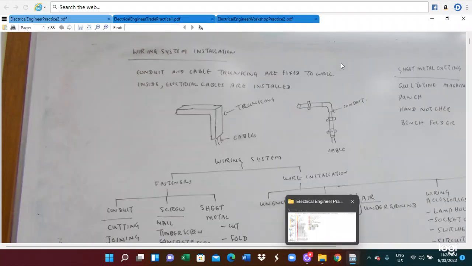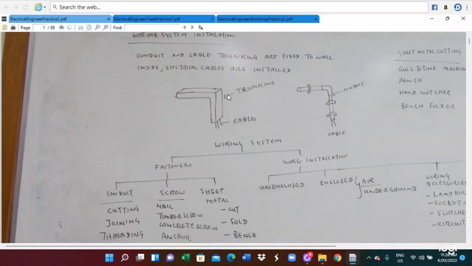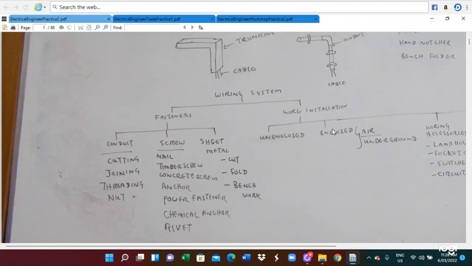So today's lesson, I will explain to you about the wiring system installation. In the wiring system, conduit and cable trunkings are fixed to the wall, and the electrical cables are installed inside. So on the wall, we first fix the conduit or the trunking. Then we run the wire inside the conduit and the trunking.